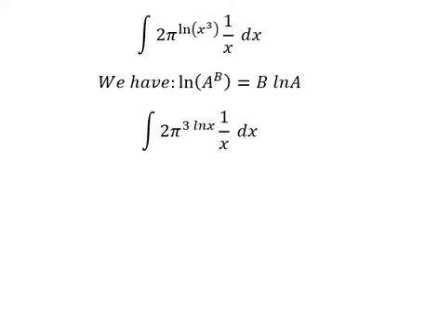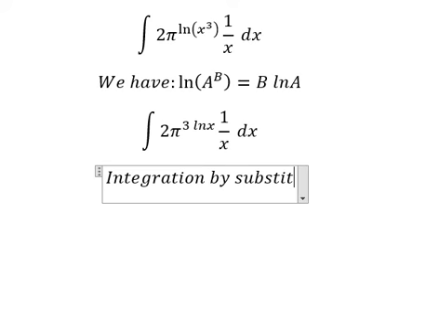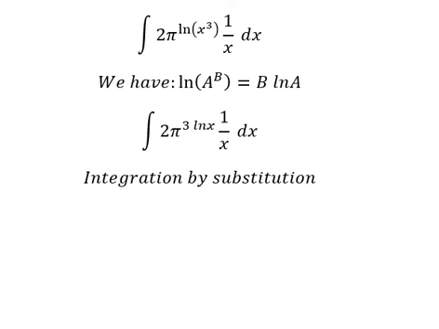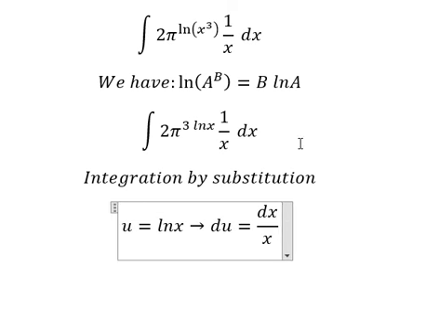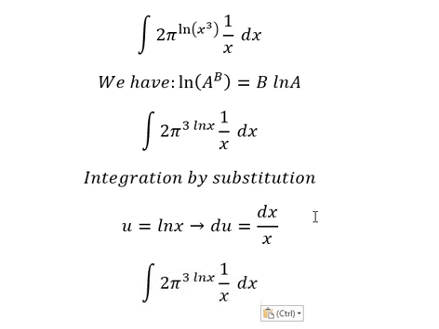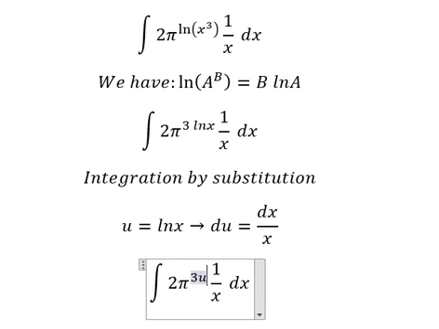Next we need to use integration by substitution, so I will put u equals ln s. Later, we take the first derivative of both sides. We have du equals 1 over s ds. This one we change to u, and this one we change to du.